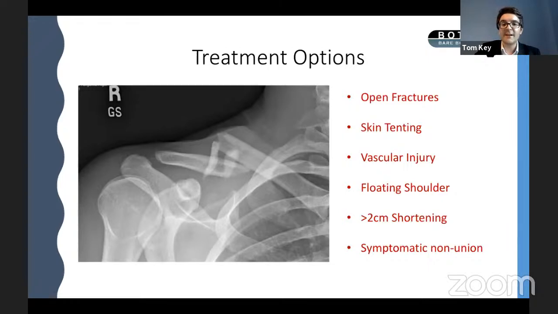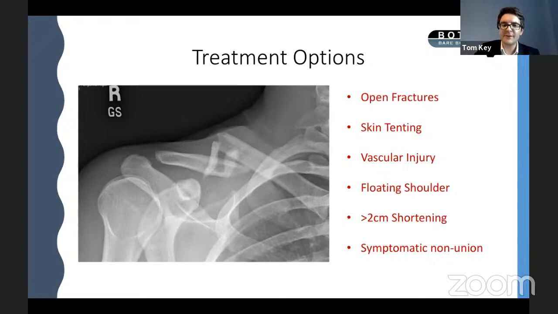Serial radiographs in clinic are useful, both to monitor for any early displacement of the clavicle fracture, and then also at a later stage to radiologically ensure that the fracture is united. There are some absolute indications for surgical fixation of clavicle fractures, and normally that relates to open fractures, fractures which threaten skin integrity, fractures with associated vascular injury, and patients with a floating shoulder. That's a patient who has both a clavicle fracture and also an ipsilateral fracture of the glenoid.